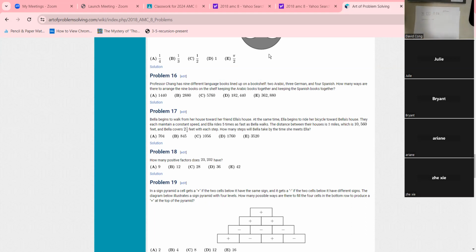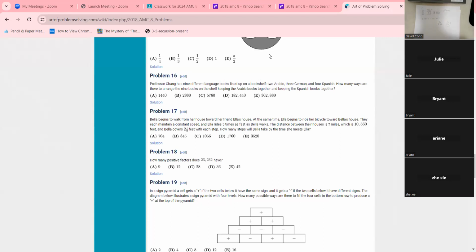What we're missing is that just because the 2 Arabic books are together doesn't mean they have to be in the same order. It could be Arabic book 1, Arabic book 2, or Arabic book 2, then 1. And it's the same thing with the Spanish books. It can be 1, 2, 3, 4, or 4, 3, 2, 1, and so on. So there are 2 ways to arrange the Arabic books, and to find how many ways to arrange the 4 Spanish books, we know it's 4 times 3 times 2 times 1, which is 24. So we take 120 times 24 times 2, and that gets you 5,760.